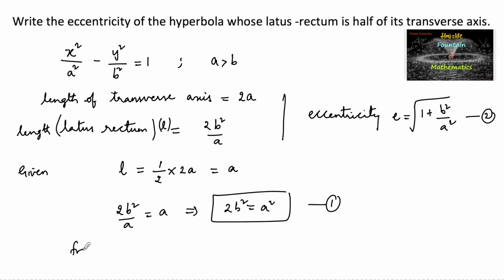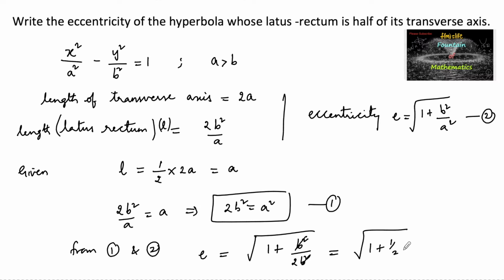So from 1 and 2, eccentricity e is equal to under root of 1 plus b square upon a square, which is nothing but 2b square. So you can cancel b square and b square. This is root of 1 plus 1 by 2, which is under root of 2 plus 1, 3 by 2. So root 3 by 2 is the answer for the question.